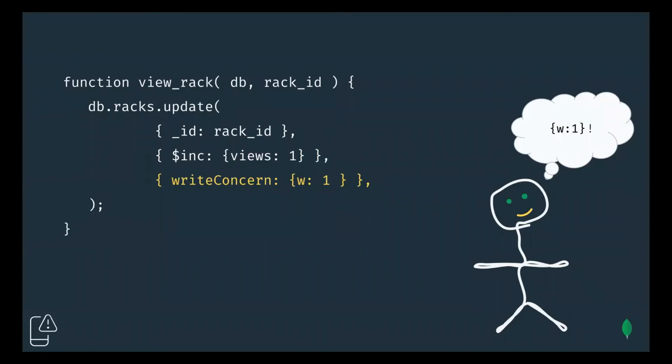Seeing this data, the trade-off is clear, and W1 is the best write concern for this update. We don't want it to be slow, and we don't care if we lose some increments when a server fails.